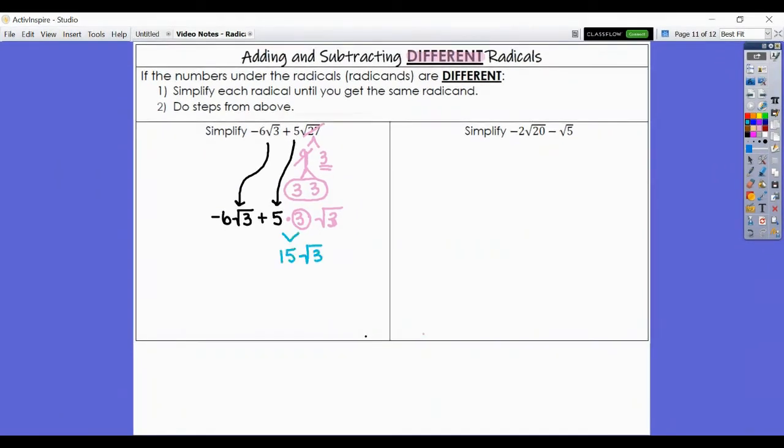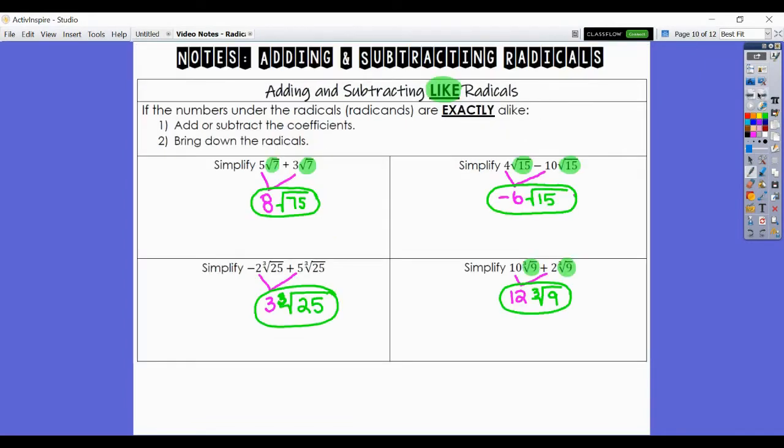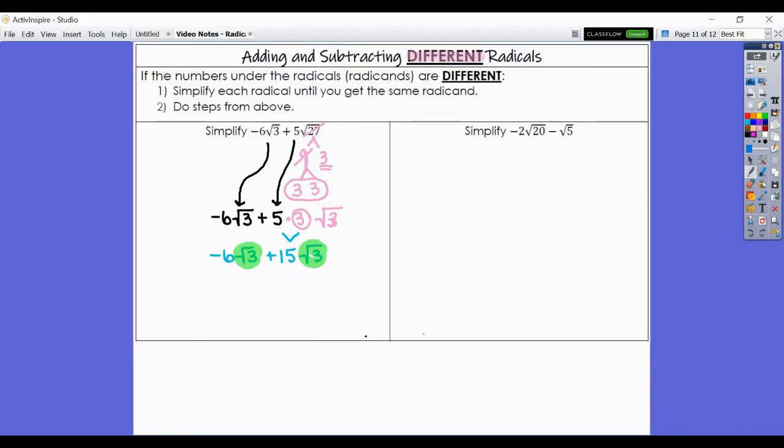What happens here is I multiply 5 times 3, which will go ahead and get me 15. 15 radical 3's added to negative 6 radical 3's. When they're the same radical here, you can go ahead and combine their coefficients. Negative 6 plus 15 is going to give us 9 radical 3's total, because I had negative 6 radical 3's and I'm adding 15 more of those radical 3's, so I have a total of 9 radical 3's.